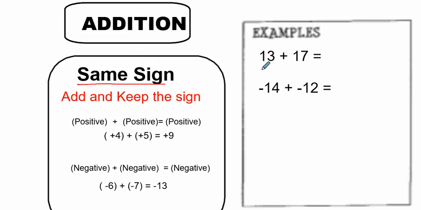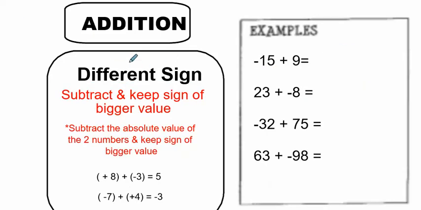It makes sense. So 13 plus 17, that's 30, and they're both positive, so it would be a positive. You don't need to write the plus there. It's implied that it is a positive number. Okay? Negative 14 plus negative 12, same sign, find the sum. Okay, so that's 26. They're both negative, so it would be a negative 26. Okay, I think that one's easy to understand. This one is a little bit complicated.